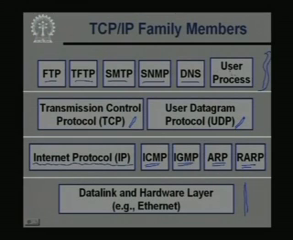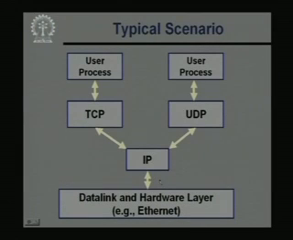So, typically an application running on this level, for example, this user process, can interact with either TCP or UDP depending on what you want. TCP or UDP in turn will interact with IP, and IP will interact with the lowest layer. Okay. This diagram shows that simplified typical data flow model. This is the typical scenario where at the application layer level the user processes will be using either TCP or UDP. Okay. There is a choice. They will in turn be using IP, and IP will be interacting with the lowest layer.